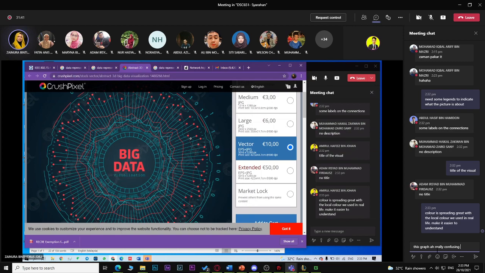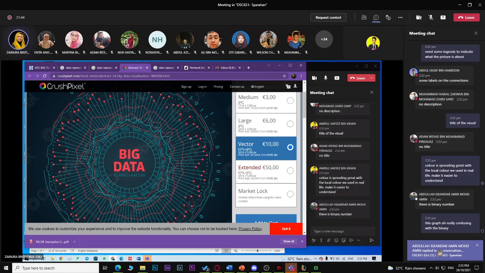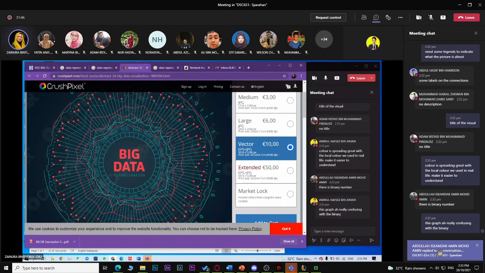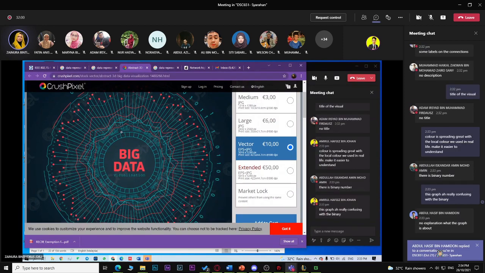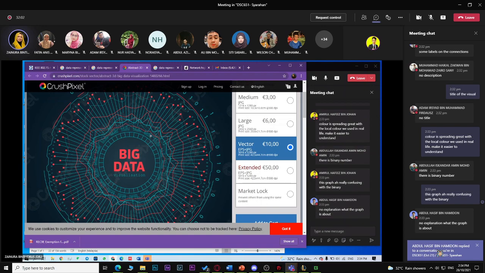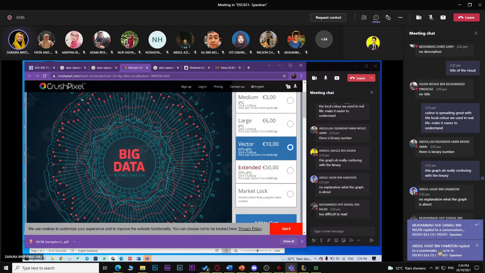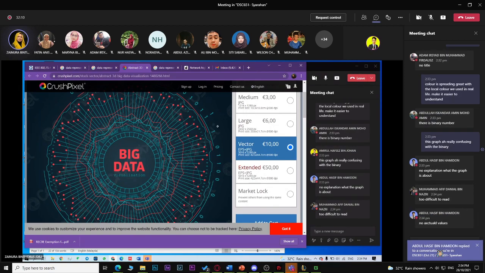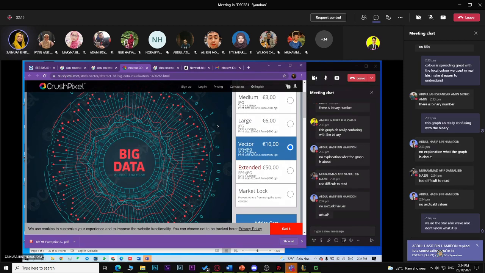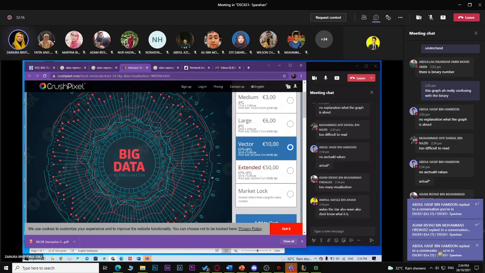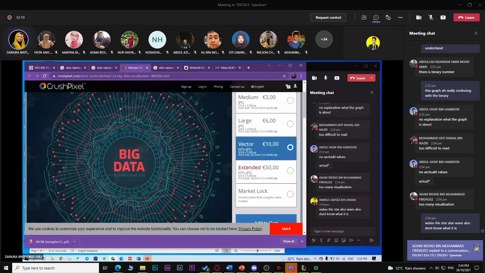What is this about? Can you say what is not good about this? There is binary number. The graphs are really confusing with the binary. Yes, these are all binary. 010101, what is this? Do you see that inside here there is a bar chart already? Then this long and short line is all frequency. Difficult to read, yes. No actual value. If I mouse over on top of it, there is no value that appears.